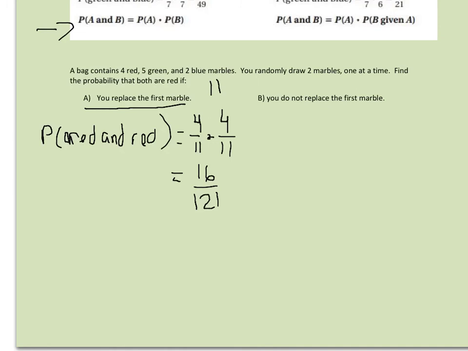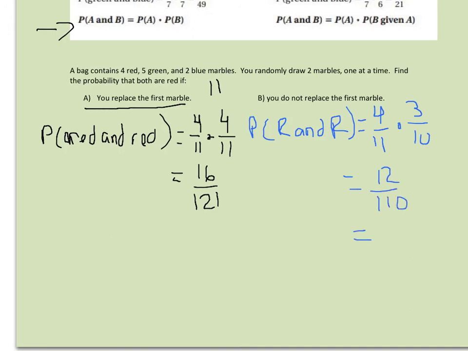I do not replace the first marble. So again, the probability of red and red is still 4/11 for the first, but now I pulled a red. So I have 3 red left and only 10 marbles left. So 12 over 110, which is 6 over 55.